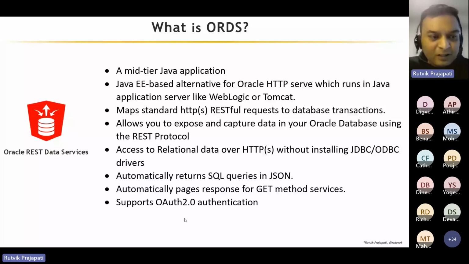So a couple of great features. ORDS automatically returns a query in JSON. Your client, your browser, sends the HTTP request. ORDS converts that request, redirects it to the database, executes that query, fetches the result set, returns that result set to ORDS, and then ORDS converts that result into JSON automatically. You do not need to do anything, and it sends that JSON to the client. So that is one feature.